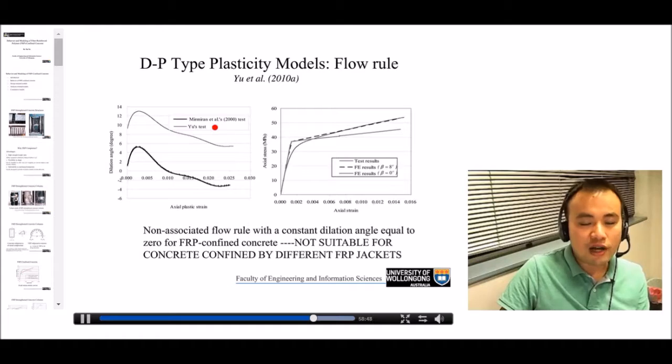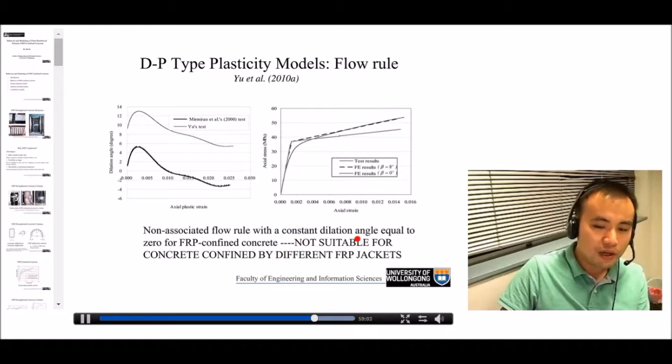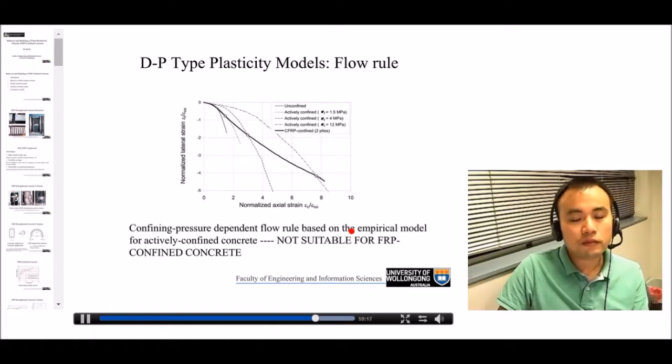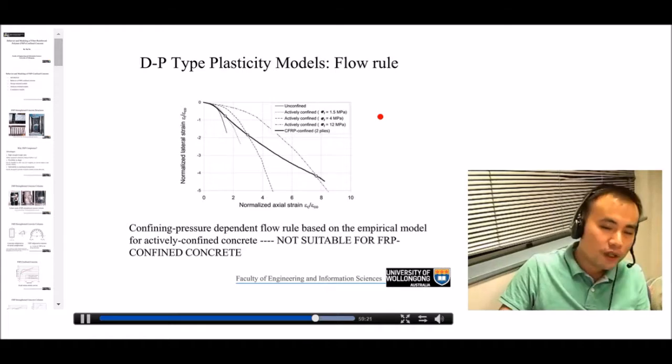And for this test result, if you use a trial and error process, you may end up with a good prediction if you use a constant direction angle of 8 degrees. So this tells us that a constant direction angle doesn't work for all the cases of FRP-confined concrete. It may work for some cases. And for different FRP jackets, you may need to use different direction angles. Okay, that's the first thing.